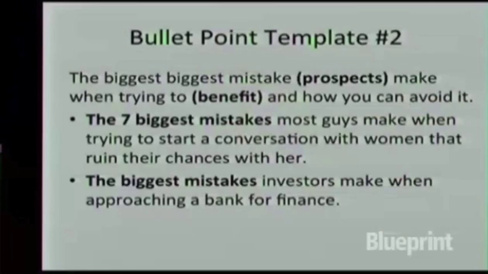Here's another one: the biggest mistake prospects make when trying to get a benefit, and how you can avoid it. Most information out there, including yours, tells people what to do, but also the mistakes they can avoid, what not to do. So you can probably use this bullet point, and it works for copywriting in general. You could use it in your sales pages as well.